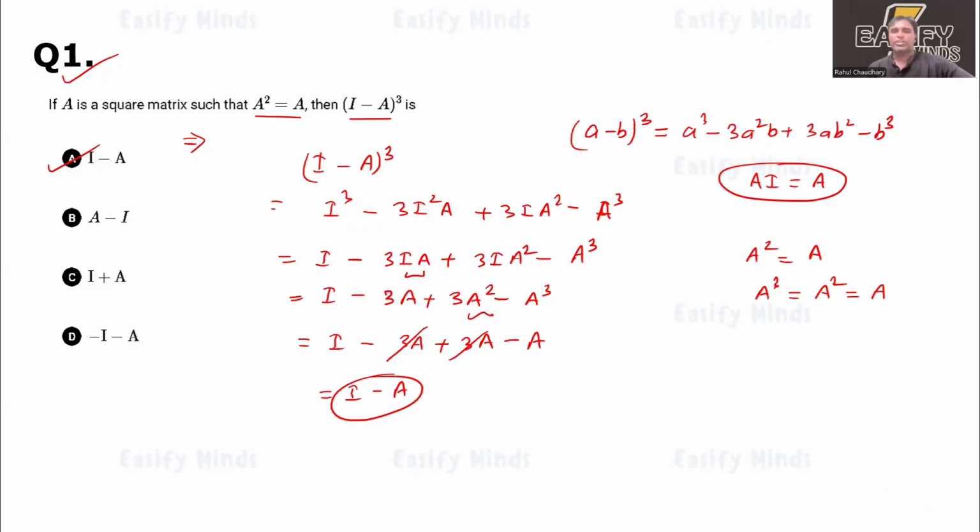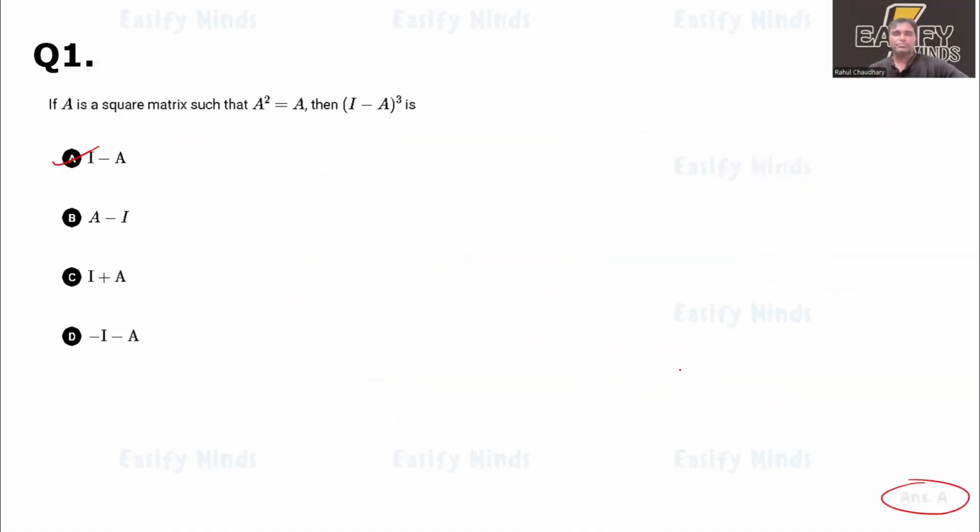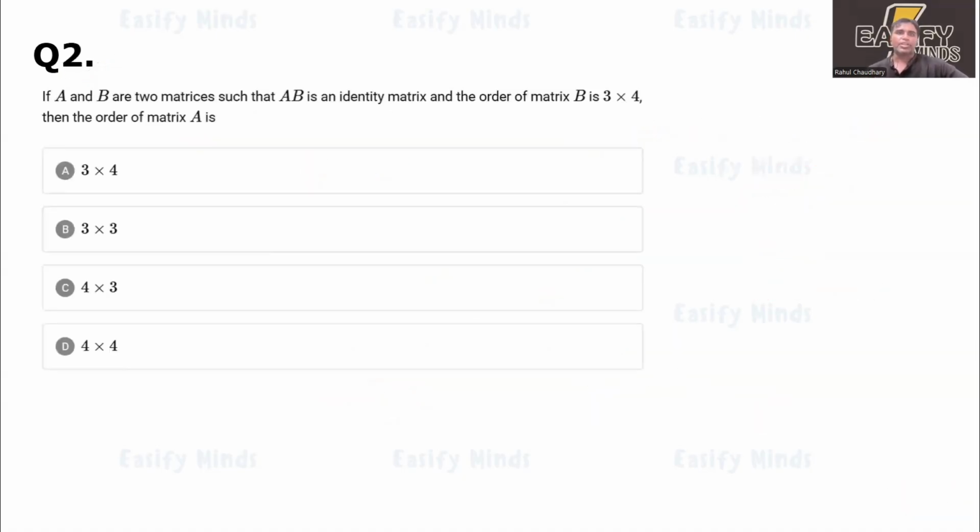A square equals A. Now remember, one fact that you should also remember: if A square equals A, then A to any power is also equal to A. Understand? Whenever they give A square equals A, if I ask what about A power 10, that is also equal to A. Clear? Let's move to the second question.